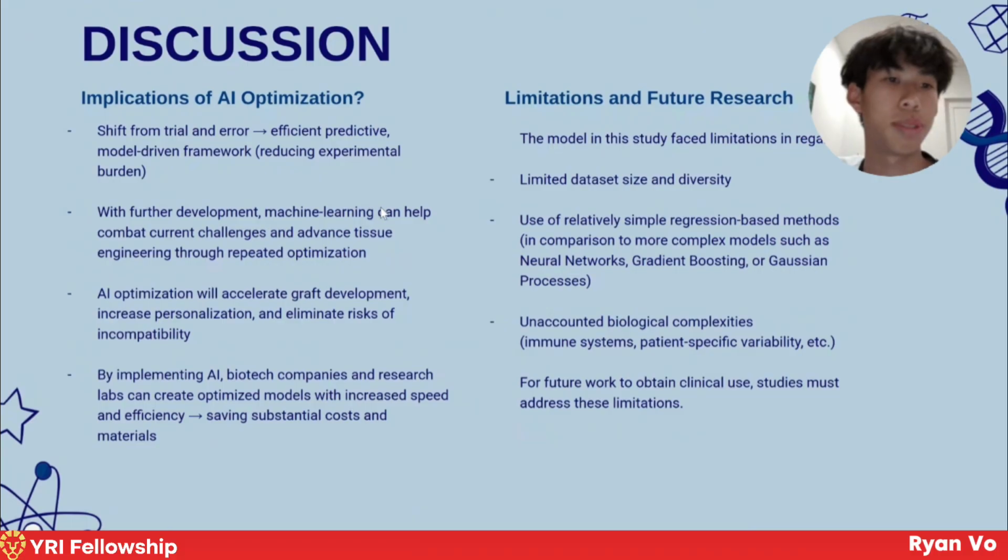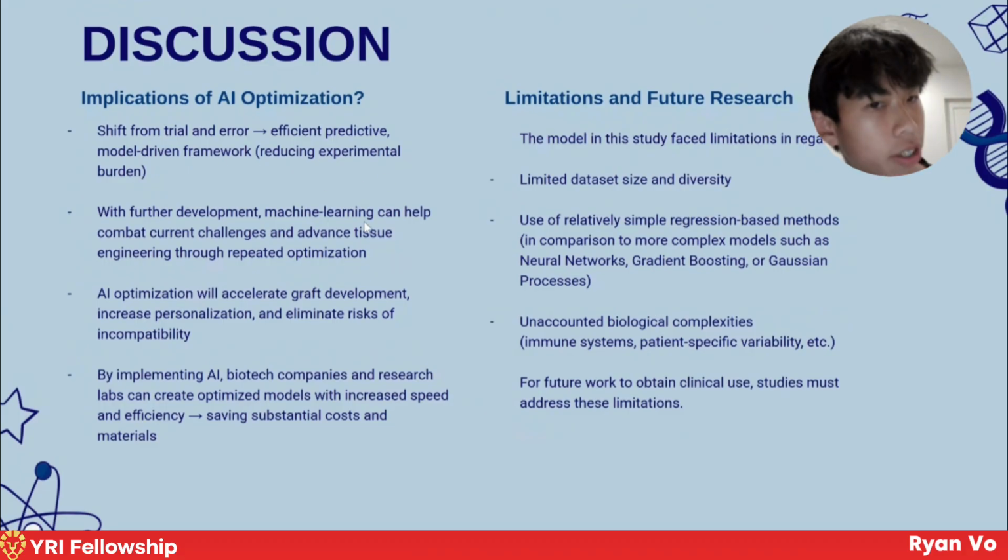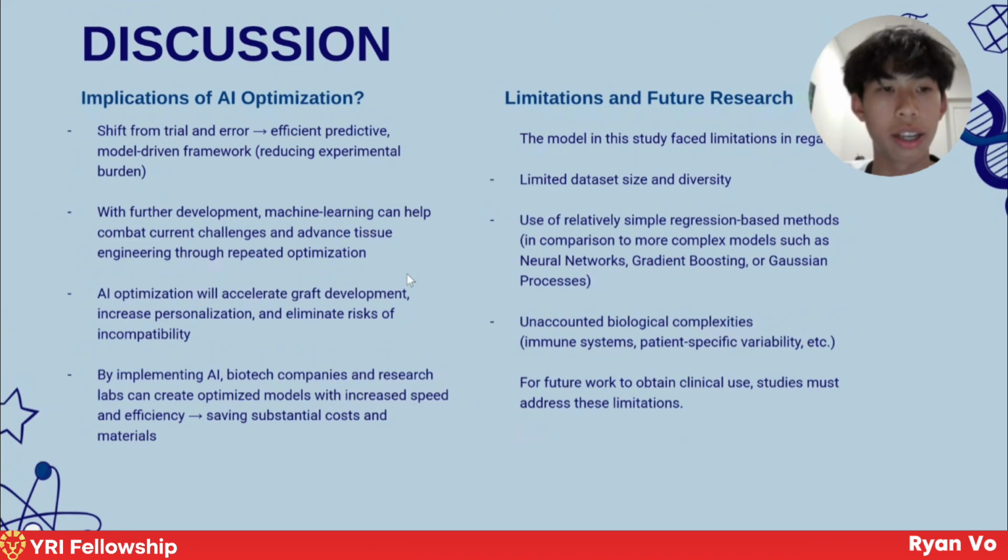Implications of this AI optimization: researchers can shift away from trial and error to more efficient and predictive model-driven frameworks, which will reduce experimental burden. With further development, machine learning can combat current challenges and advance tissue engineering through repeated optimization. It will accelerate graft development, increase personalization, and help eliminate risk of incompatibility. And by implementing AI, biotech companies and research labs can create optimized models with increased speed and efficiency, which can in turn lead to huge savings for costs and materials.